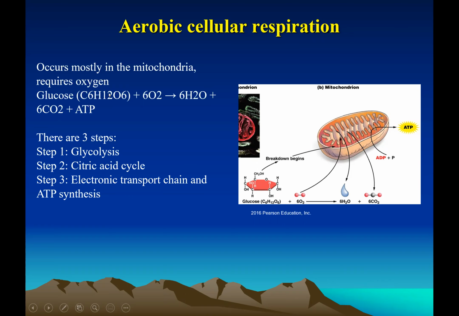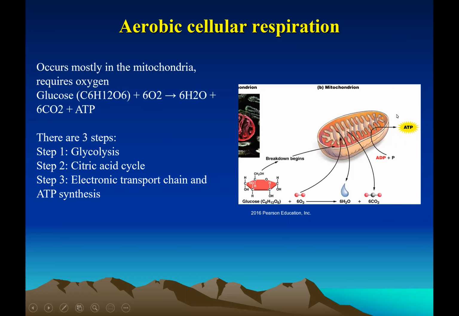So there are 3 steps in aerobic cellular respiration. The first step, called glycolysis, happens in the cytoplasm of the cell. This does not require oxygen. The second step happens in the mitochondrial matrix. It is called the citric acid cycle or Krebs cycle. The third step is called the electron transport chain. It happens in the inner mitochondrial membrane.